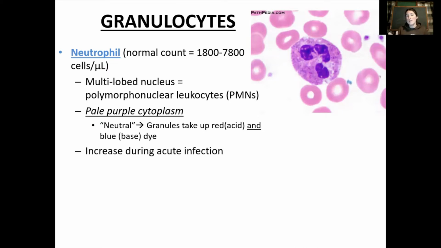And so the 2 different stains are a red stain and a blue stain. The red stain binds to acidic substances, and the blue stain binds to basic substances. And so the fact that we see a roughly light purple cytoplasm here means that the neutrophils have both acidic and basic substances within their cytoplasm, therefore making their cytoplasms neutral. And so this gives rise to the neutrophil part of the name.